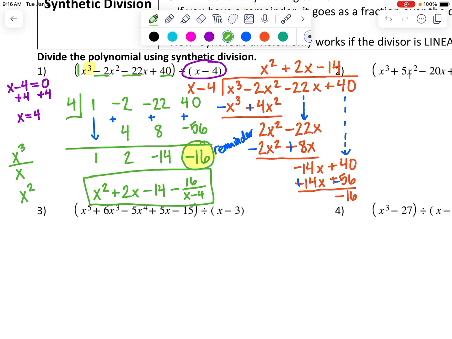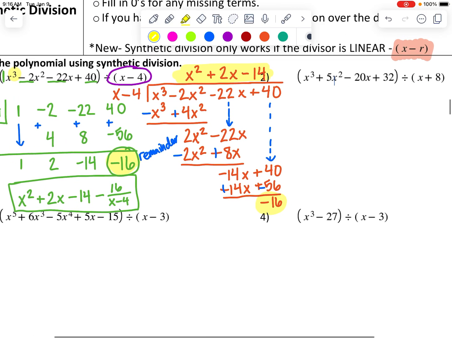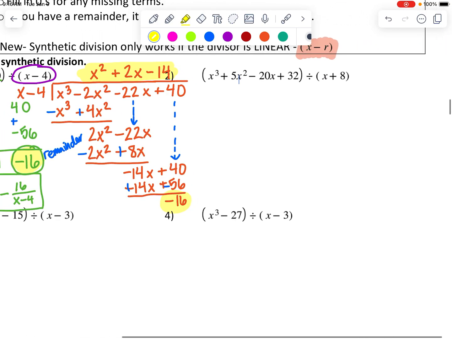Okay, we got the same thing over here when we did long division. We had x squared plus 2x minus 14 with our remainder of negative 16. Okay, so let's keep trying this, just get some more practice.